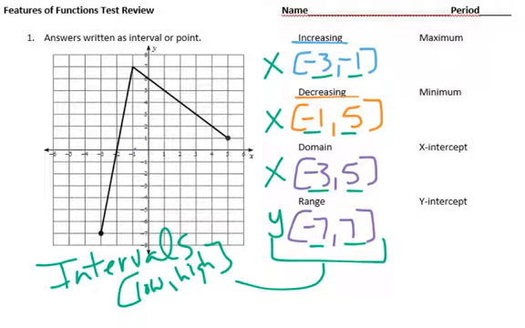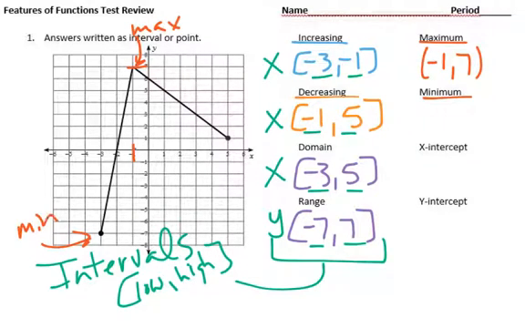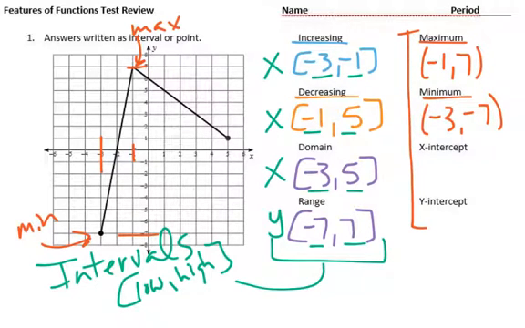Alright. Maximum and minimum. Well, max is the highest point. There's our max. What is that point? -1, 7. Okay, minimum. Where's our lowest point? Right there. What's its point? -3 and -7. Okay, remembering these ones are the points, the x and y values.